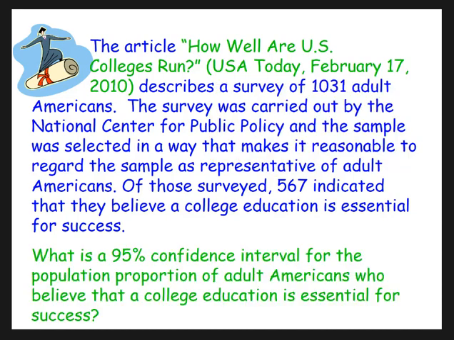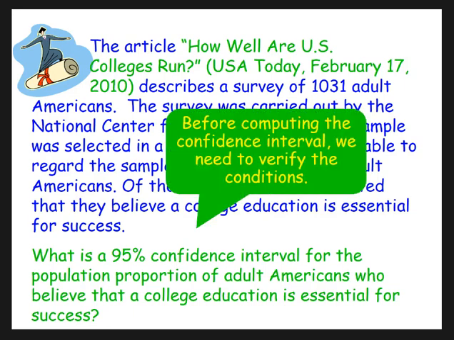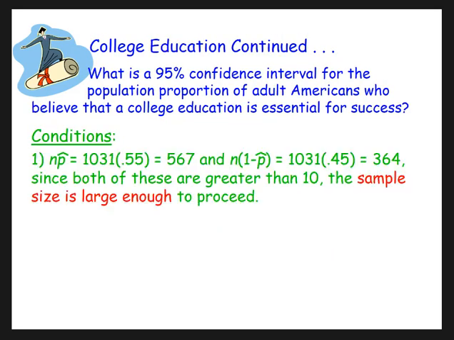So the point estimate here is the 567 that said yes, divided by the 1,031 total surveyed, giving us a point estimate of 0.55. For the 95% confidence interval for this estimate, remember, we're going to use that point estimate and then our margin of error. So first of all, we need to make sure the conditions are met.